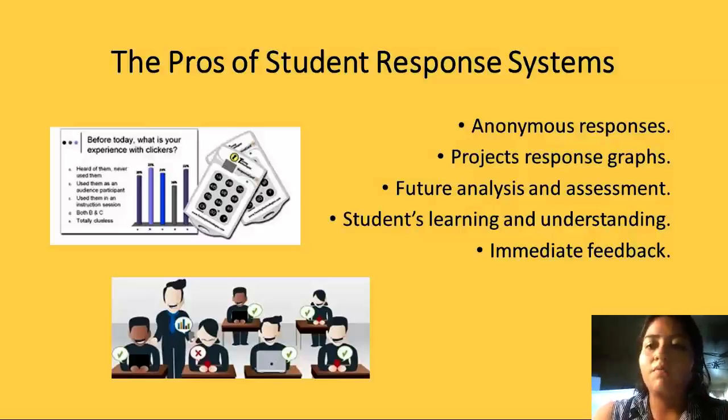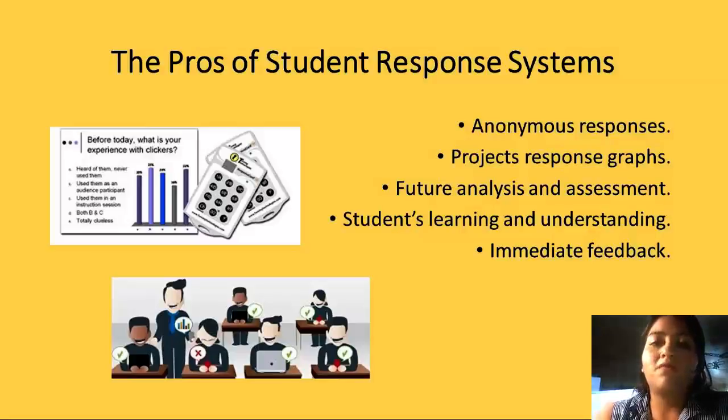Also, it projects response graphs. Once responses have been submitted to the teacher, graphs can be created, and then these graphs can be displayed and discussed. Also, teachers can store these responses and retain them for future analysis or assessment. They can use these responses to see what is working, what is not working, and what may and may not be used for future classes.